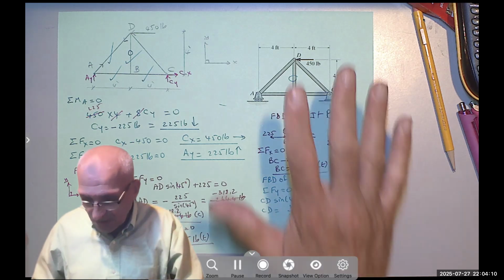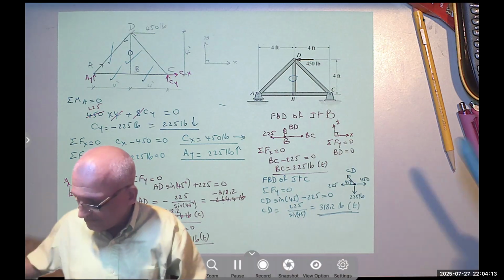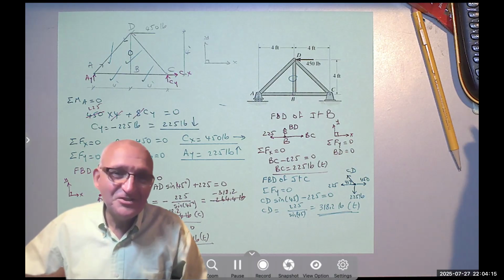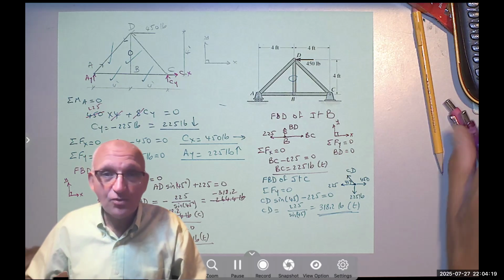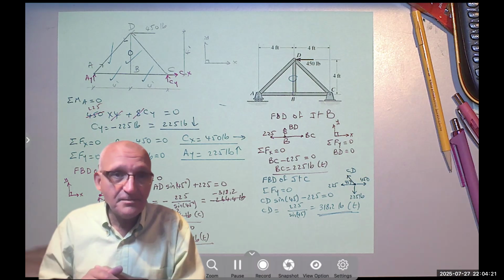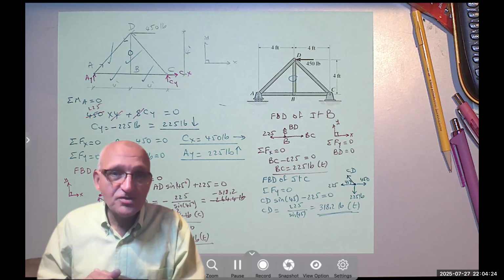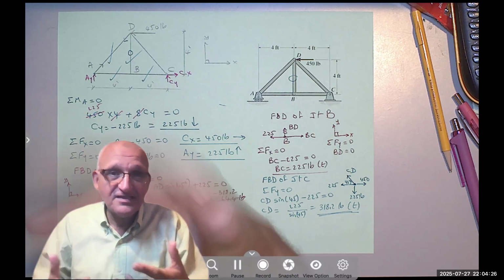Anyway, I hope this wasn't too bad and you understood the method of joints. Again, I'm going to work another example next time with the method of joints, to consolidate your knowledge.